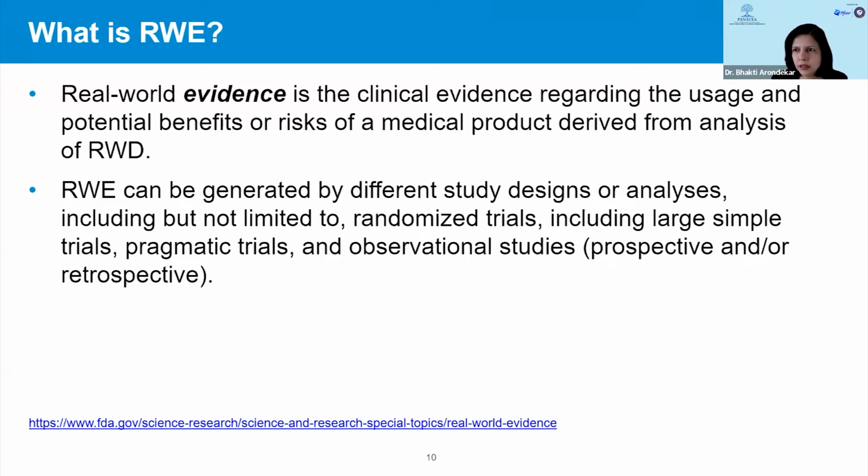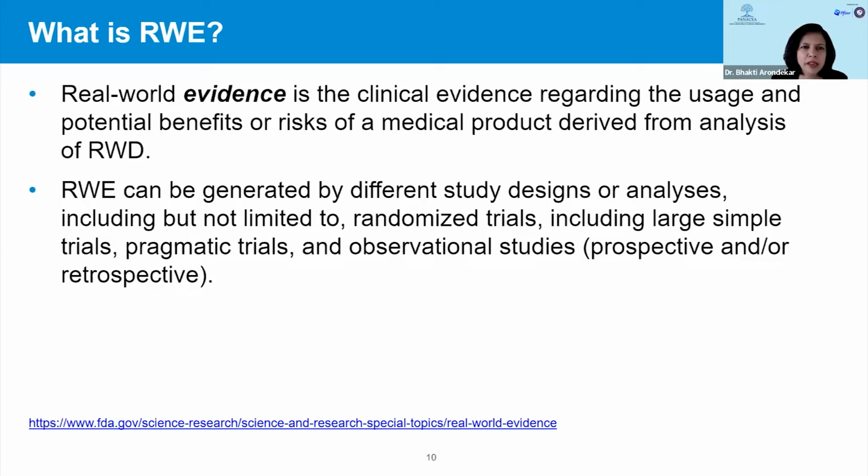Let's switch gears to real world evidence. So real world evidence is evidence regarding the usage and benefits and risks of a medicinal product that's derived from the analysis of real world data. So when you analyze a lot of this real world data, what you end up with is real world evidence. And so it's important to differentiate the two. A lot of people use the terms interchangeably, but they have very specific and different meanings.